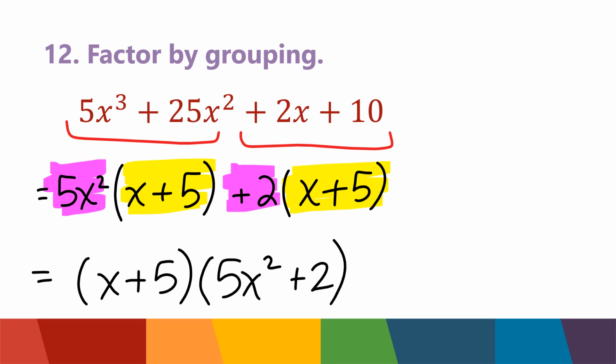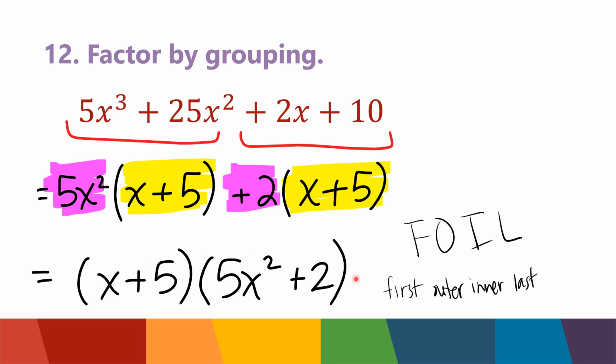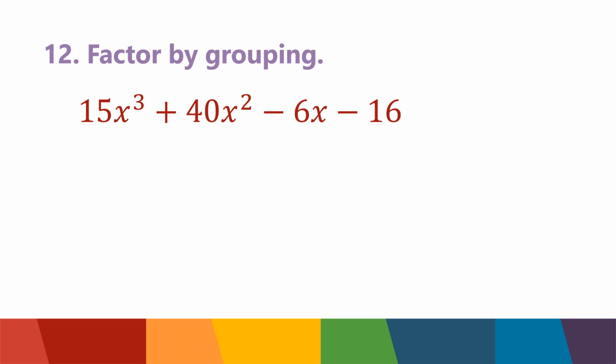Then if you wanted to check your answer, you can FOIL this back out. Remember, FOIL stands for first, outer, inner, last. That tells you how to multiply this out. So you start by multiplying the first terms, then the outer terms, x times 2, then the inner terms, 5 times 5x squared, and then the last terms, 5 times 2. If you multiply that all out and combine like terms, it's going to get you back to the original. So you can check your answer using the FOIL method.